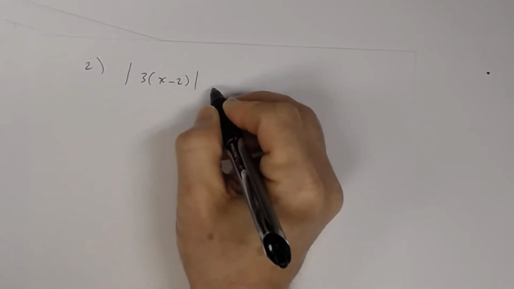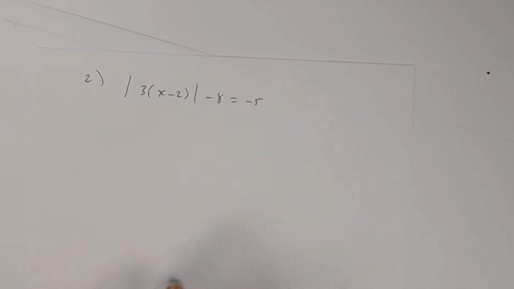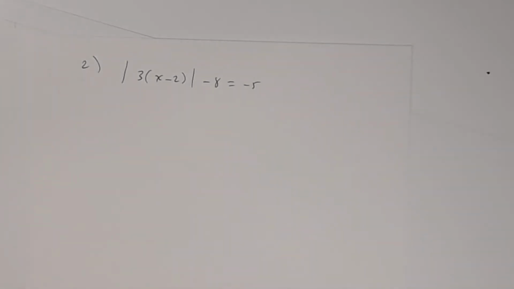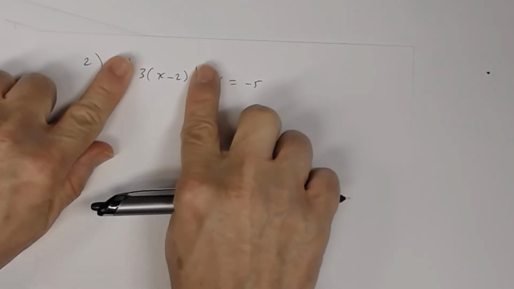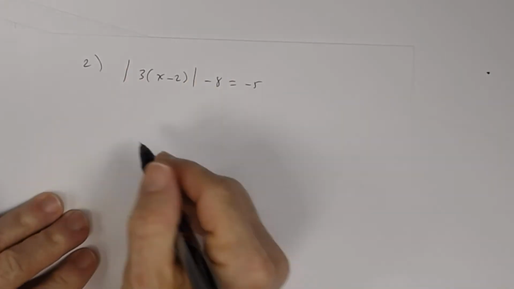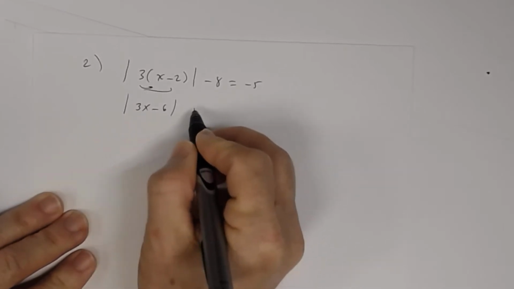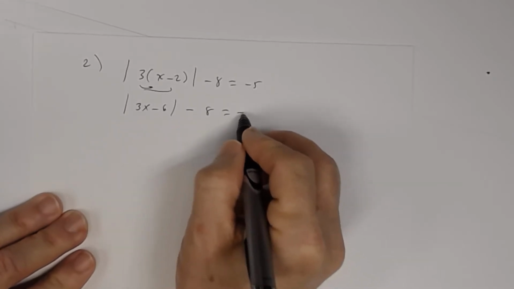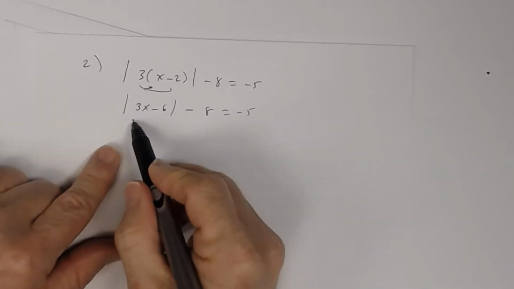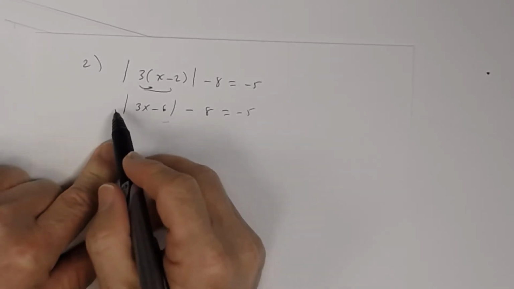It looks like this. You could see something like this where inside the absolute value bars you have parentheses. No big deal. You can deal with that. So you would distribute, right? Same idea. So I have the absolute value, and if I distribute here, I get 3x minus 6. See how this becomes 3x minus 6? Minus 8 equals negative 5. And then you want to get the absolute value expression by itself. Good thing here is that there's a 1 here.